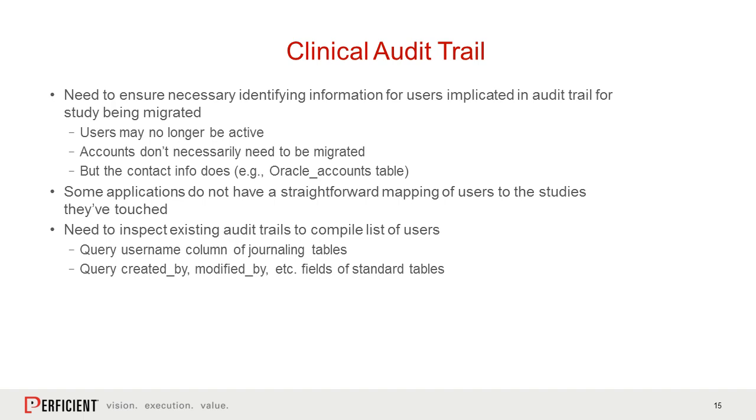So this metadata inspection script compiles this whole list of users, and then you use that list to filter user-related tables, such as in OC, you would use it to filter the Oracle accounts table, which holds information like first name, last name. The Oracle accounts table does not have a straightforward way to map a user to a study that they have touched at some point in the past. So that's why there's a need for this metadata inspection script.